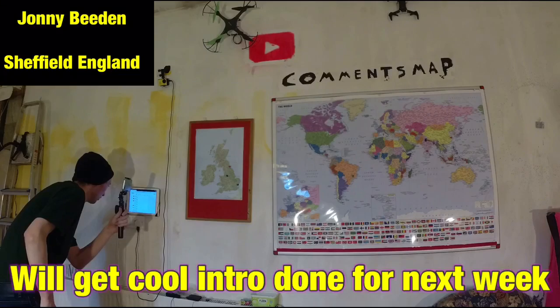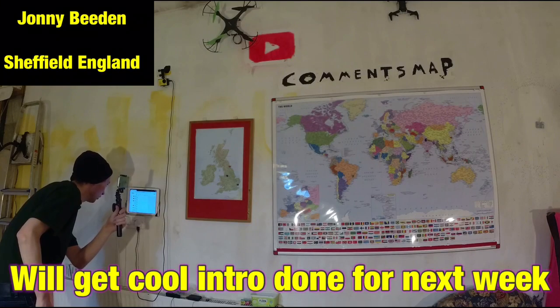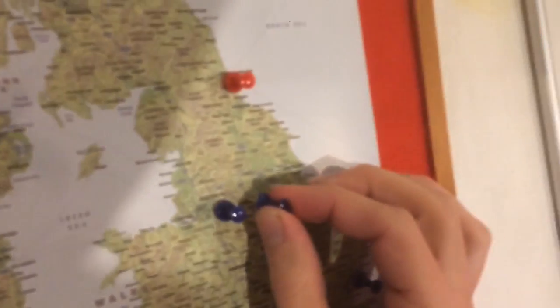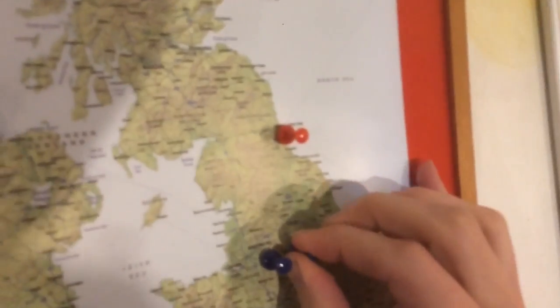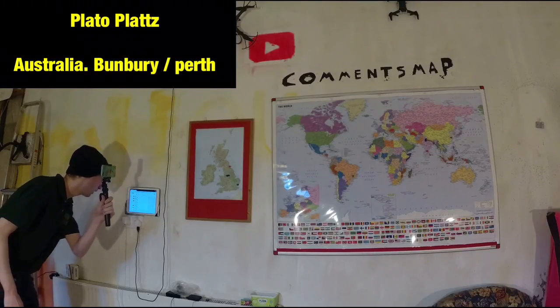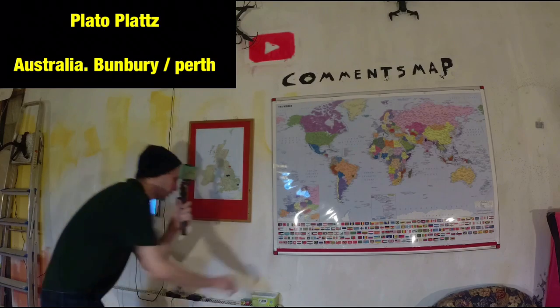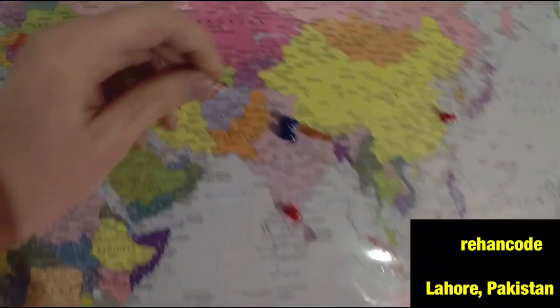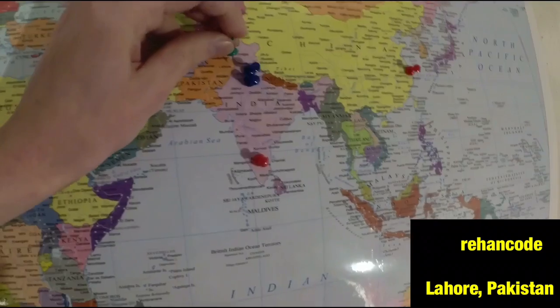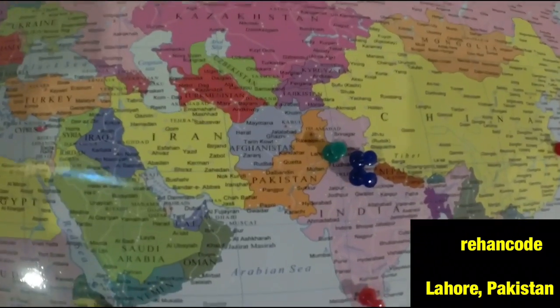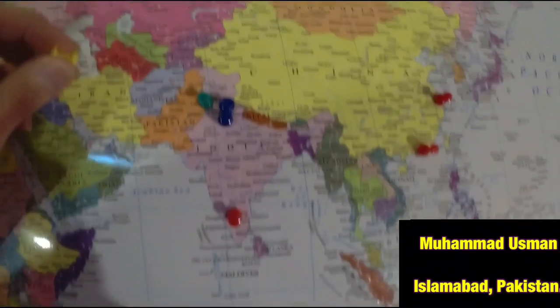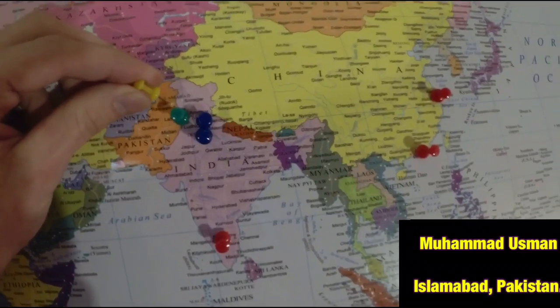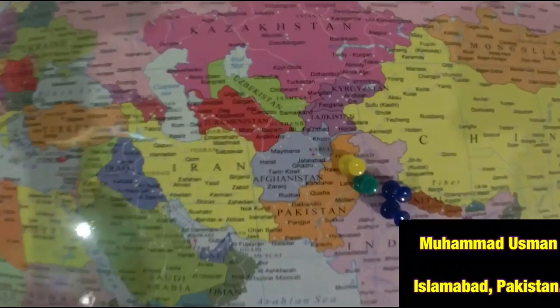In this week's Where in the World Are You, we're going to start off with Johnny Beeden, who comes from Sheffield, England. Next we have Plato Plaz, who's from Australia, particularly Bunbury, Australia, which is near Perth, but not really near Perth, but somewhere near Perth. It's about there. A lot of people have been saying to me, put someone on the map from Pakistan, so Rehan Code is from Lahore, Pakistan. And finally, also from Pakistan, Mohammed Usman is from Islamabad, Pakistan, which is roughly there.